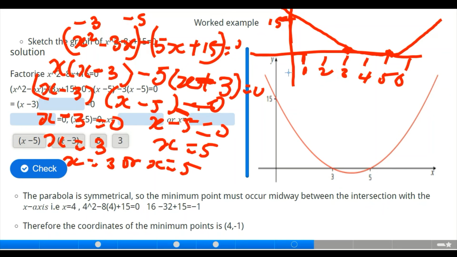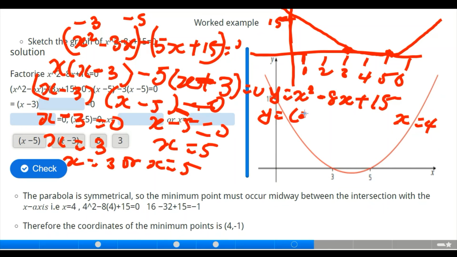So having that midpoint, we have x equals 4 and we put it into this equation to get our minimum point. So we can now have our expression to be y equals x raised to power 2, minus 8x, that is the original equation, plus 15. Now, whenever we have x, we are going to replace it with the midpoint between 3 and 5, which is 4. So y will now be equal to 4 squared, minus 8 into bracket 4, plus 15.